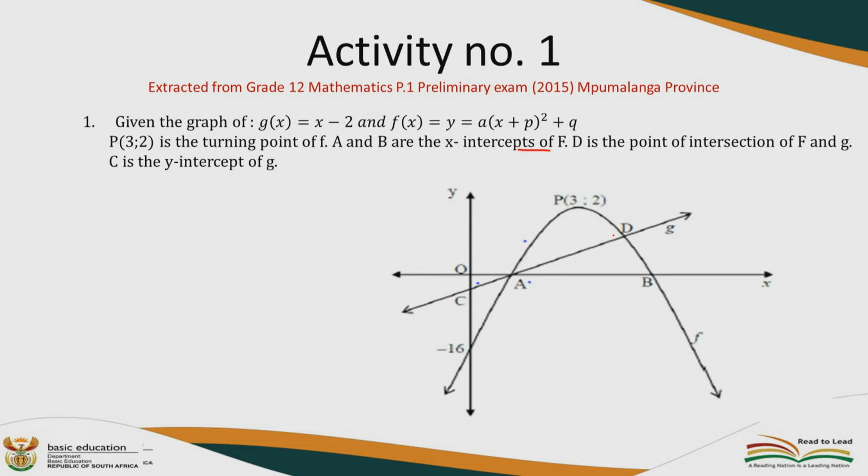So C is the y-intercept of the graph of g, our straight line graph. So we are given that. It's very important to consider this. Take a look at the given information. Look for the implied information.